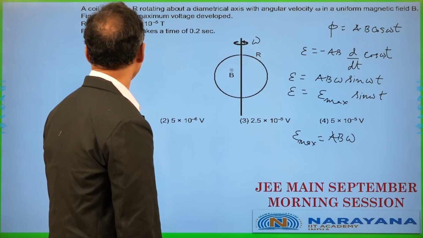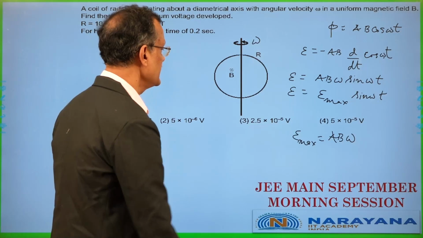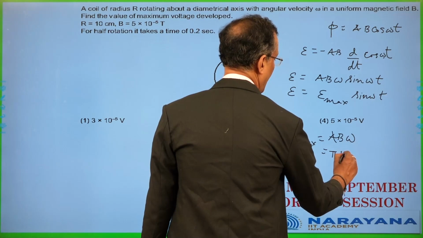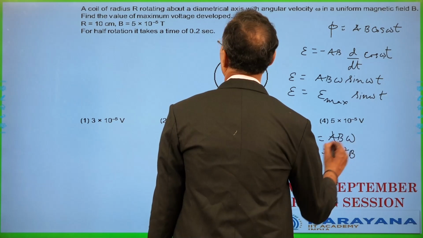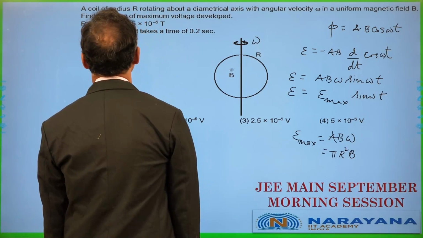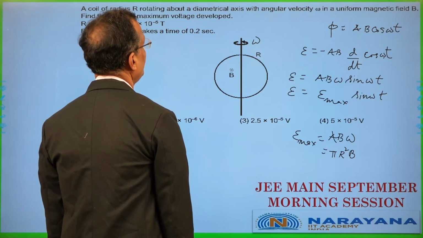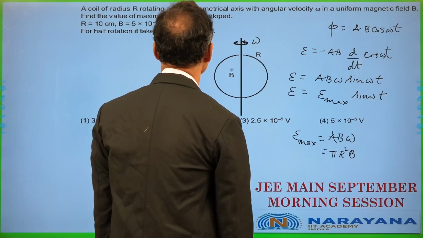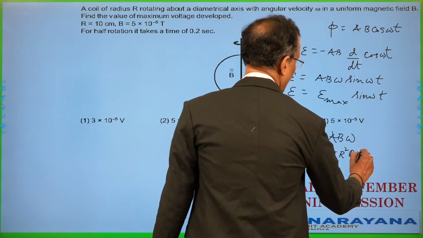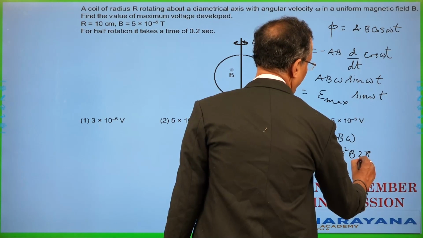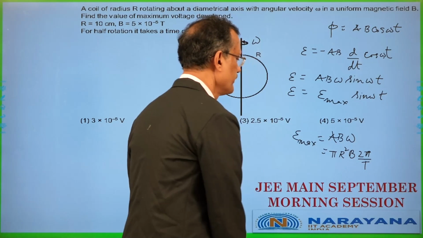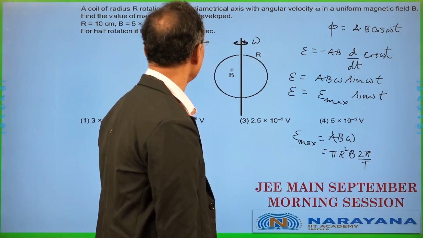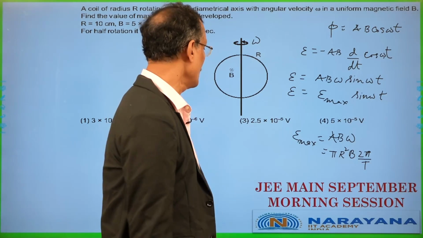Clear? Now, we'll have to calculate. A is pi r squared, so it is pi r squared B omega. Okay, they had given me with angular velocity omega. For half rotation it takes a time 0.2, so you can take it as 2 pi by T. Clear? So for half rotation 0.2 second, for full rotation it will be 0.4 second.